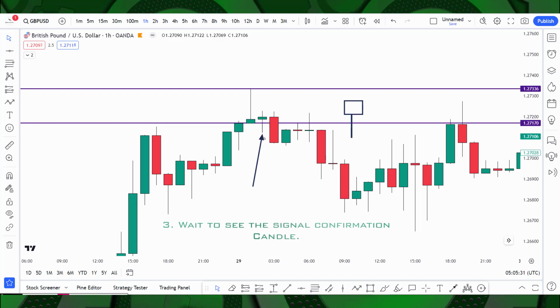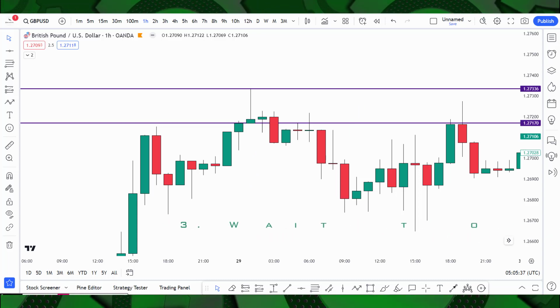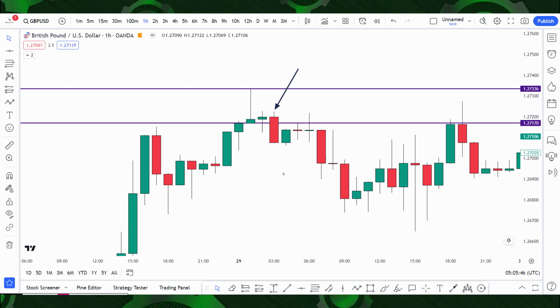This is not a valid close. The market just tested it and closed back inside. This is not valid. So you have to look for a candle that closed below, and this is the candle that does justice to that. So you look for the candle that closed below, and then you will begin to look for your entry.